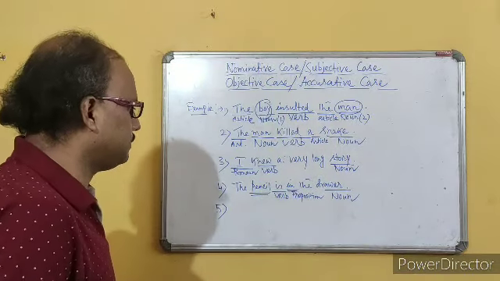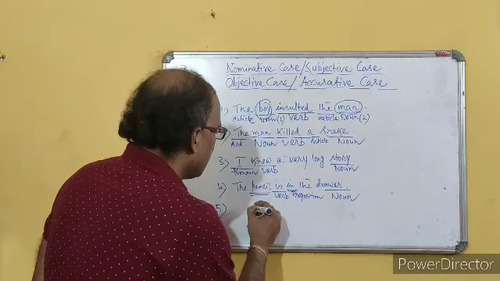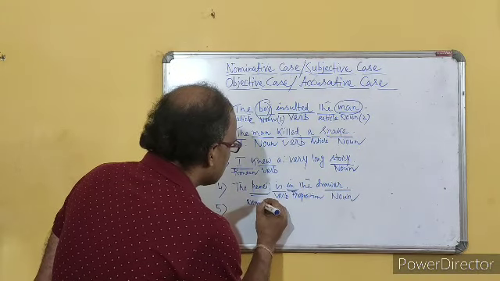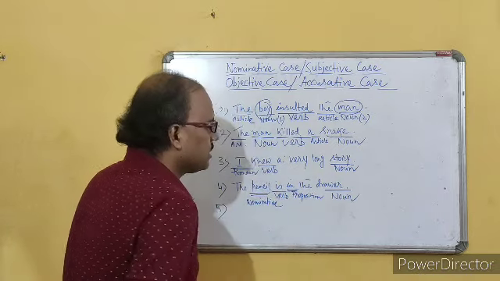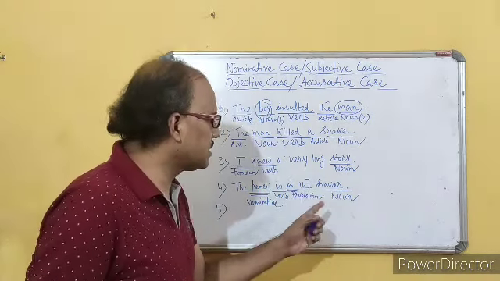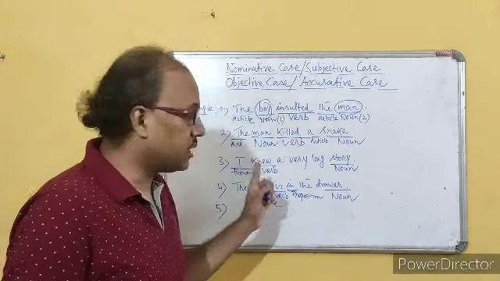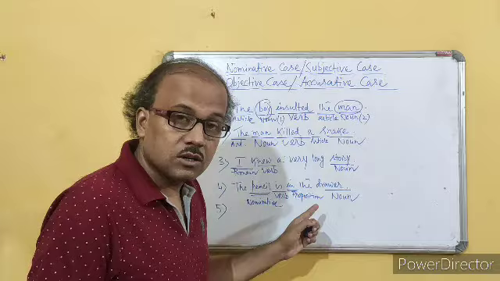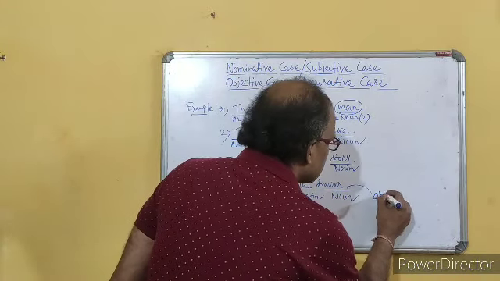So here pencil is the nominative case. Noun, it is the nominative case. But here drawer is the object of not only the verb is, but also the preposition in. So that is the objective case.